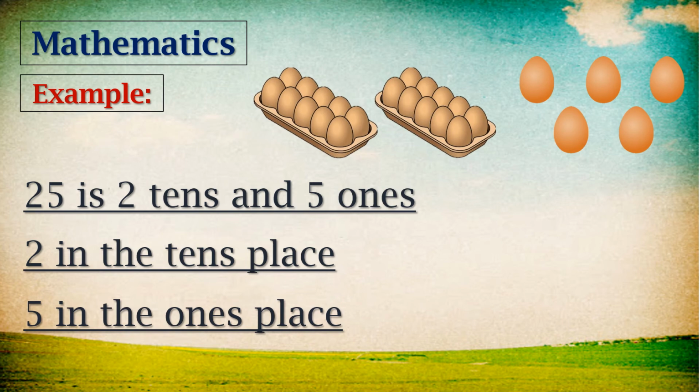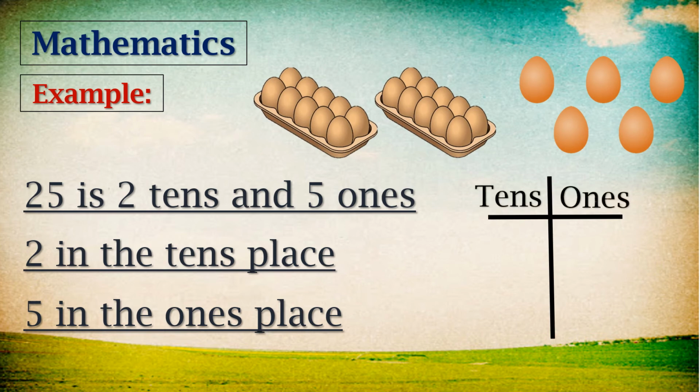So 20 plus 5. Look, tens, ones. How many tens again? Good job. 2 tens. And how many ones? Great job. 5 ones. 2 tens and 5 ones. So it's 25. Did you get it, kids? All right. Now let's see more examples on the next slide.